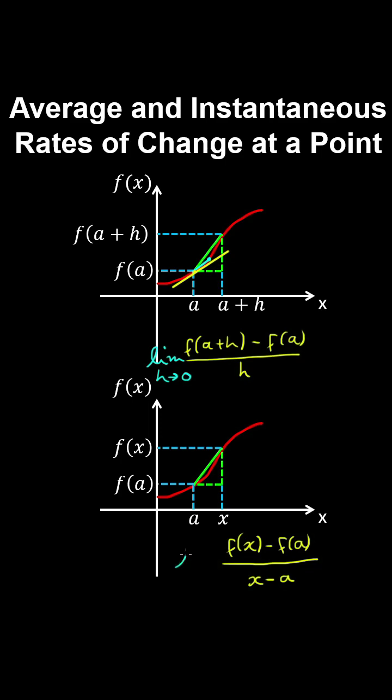And similarly for this second case, if we take the limit as x approaches a, then in a similar way we get a better approximation to the slope of the tangent to the curve at a. And that's provided that these limits exist. So these two are equivalent forms of the derivative evaluated at a, which we denote f dash of a.